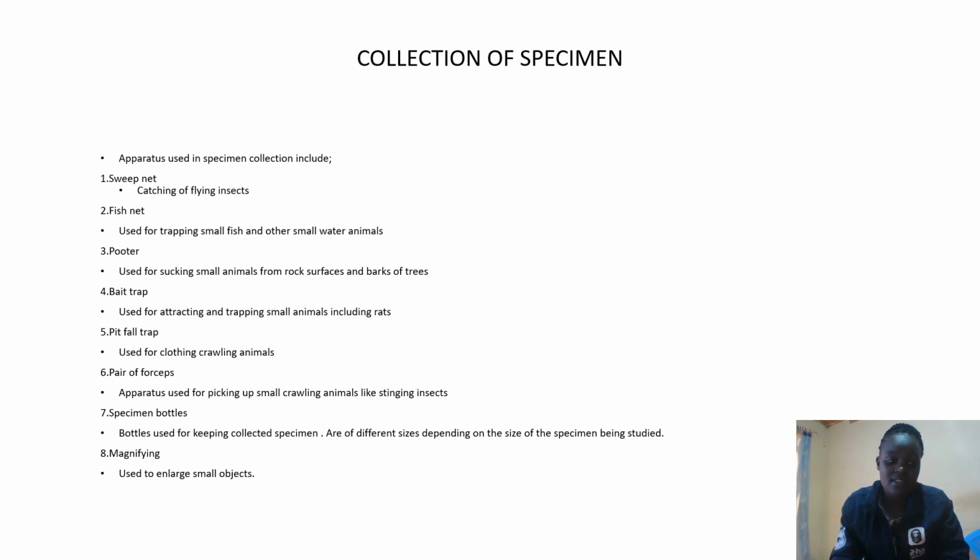Then we have the collection of specimen. We've said the collection of specimen is very essential because the collected specimen can be used for study, and also specimen collection is necessary because the precision of results depends on the purity of the specimen and the use of proper specimen collection and equipment.